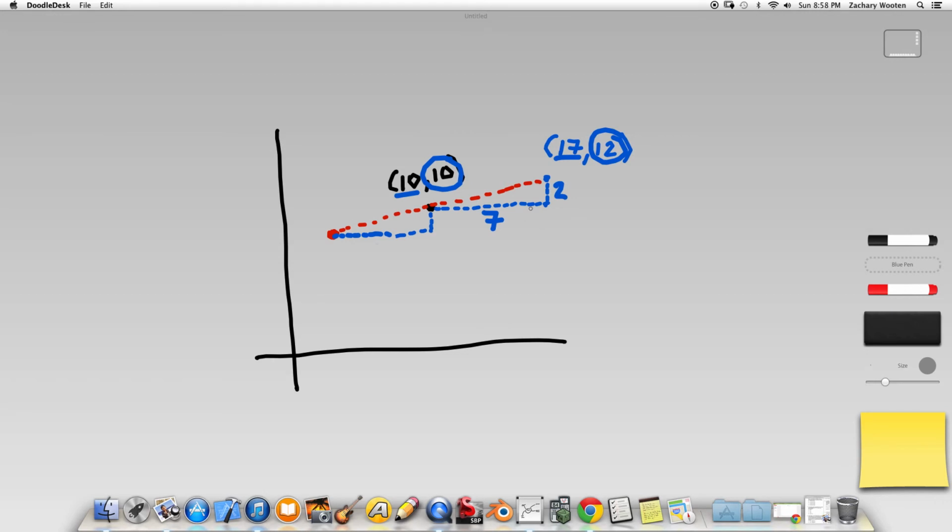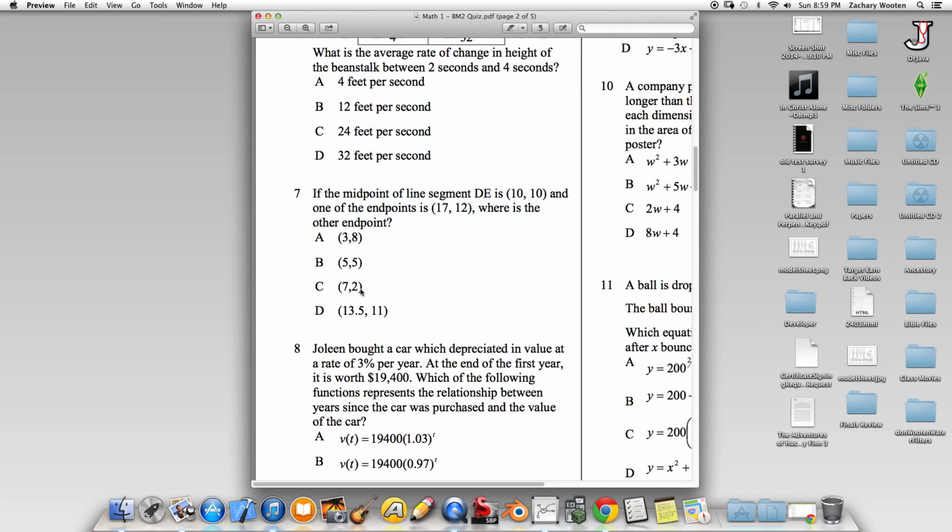So if they went right 7 and up 2, we want to go left 7 and down 2 to get to our other endpoint. If I'm going left, that's in the x direction, starting at 10, going left by 7. 10 minus 7 gives me an x value of 3. And then look at the y. They went up 2, so we're going to go down 2 from the midpoint. So down 2, 10 minus 2 would give me 8. So my other endpoint would be at (3, 8), and that is going to be answer choice A.